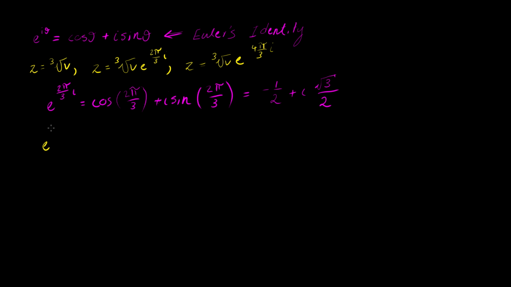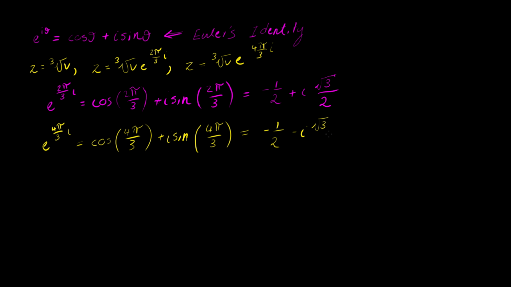Let's work out what e to the 4 pi over 3i is. And remember, e to the 6 pi over 3i is just going to be e to the 2 pi I, so we don't need to do that. We'll just be repeating roots. But anyway, e to the 4 pi over 3i, that's cosine of 4 pi over 3 plus I times the sine of 4 pi over 3. And that's just going to give us, well, the cosine of 240 degrees is negative 1/2. And now the sine of 4 pi over 3 is going to be negative square root of 3 over 2. So we're going to get negative I roots of 3 over 2.